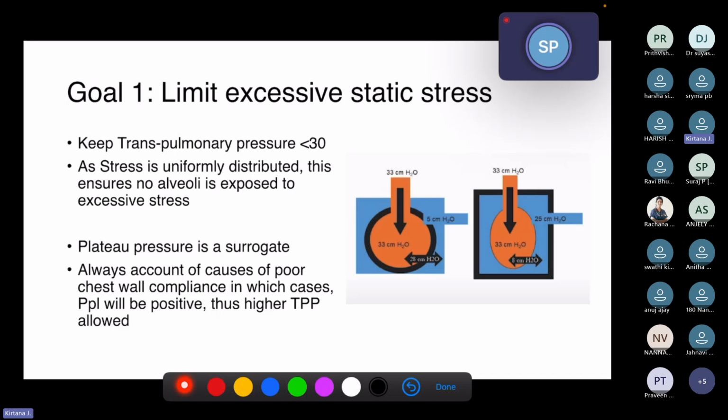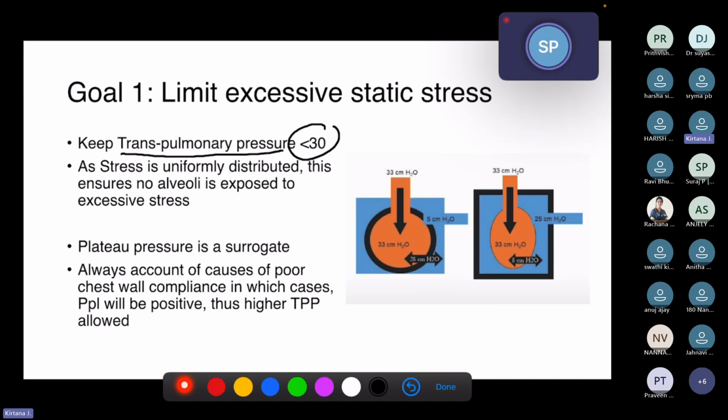So the first mechanism was excessive barotrauma, that is excessive static stress. So the first goal is to reduce the pressures. Like we said, the transpulmonary pressure is actually the pressure acting across the lung, and therefore our aim is to keep the transpulmonary pressure to less than 30. But practically speaking, in order to calculate the transpulmonary pressure, I need the pleural pressure. And to know the pleural pressure, I have to put in an esophageal balloon. In practical cases, we might not have access to an esophageal balloon, and also the placement of these balloons is very critical because any dislodgement of the balloon can give you erroneous values.